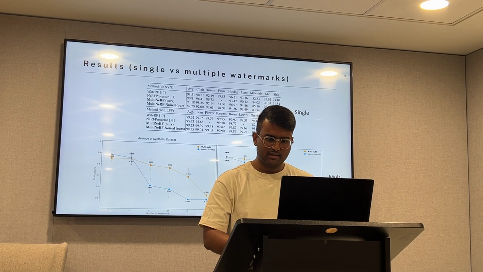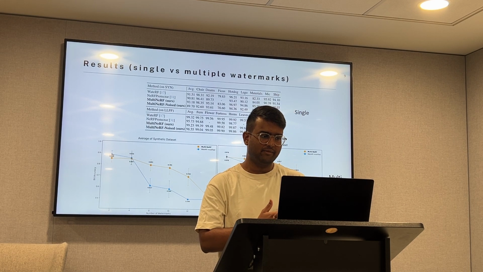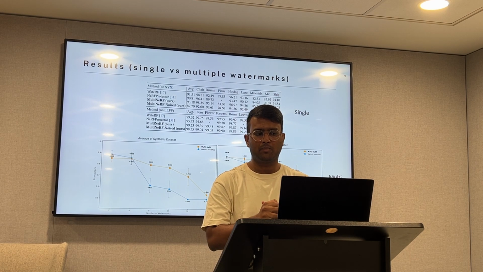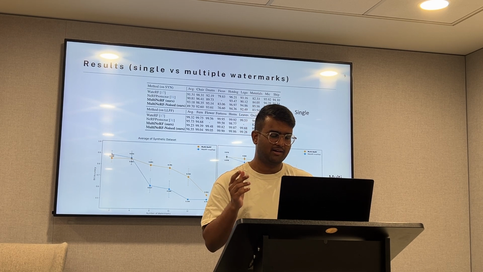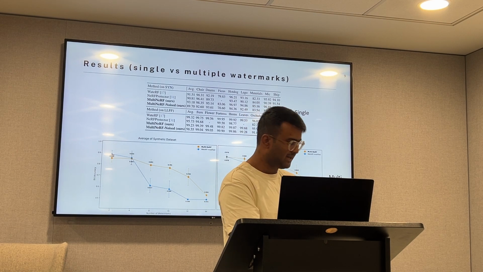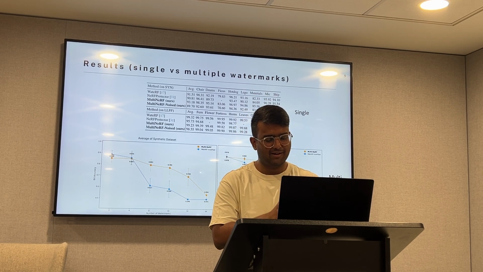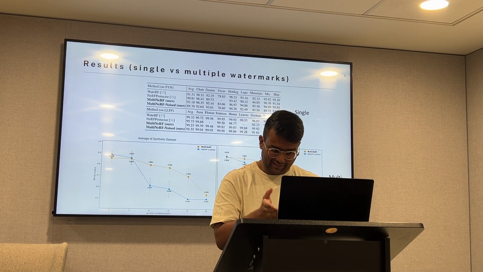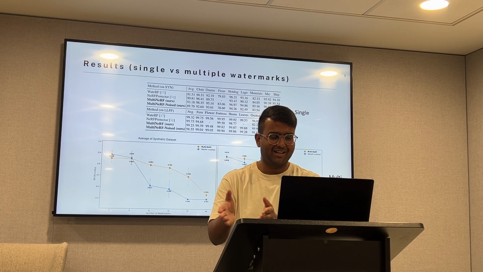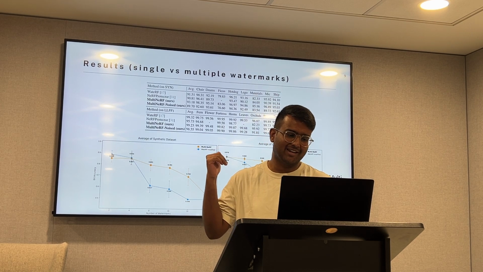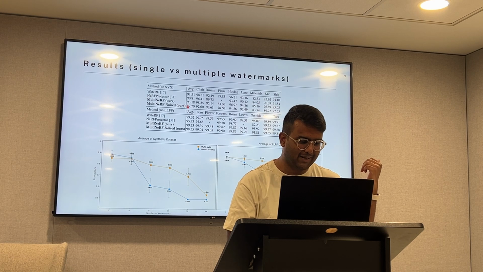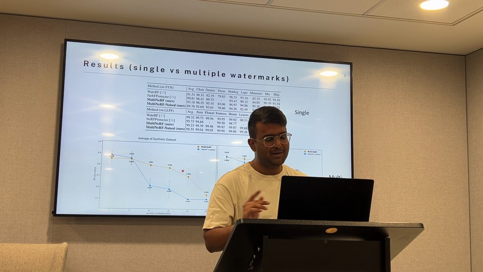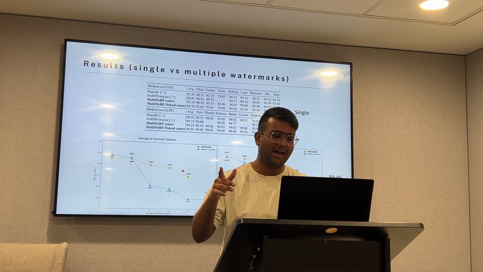So yeah, these are the results to evaluate multi-NeRF. As there were no multiple watermarking algorithm baselines, we had to compare it against single watermarking. So as you can see, it performs better than the others. And for the multiple watermarking case, we didn't really have any baseline.